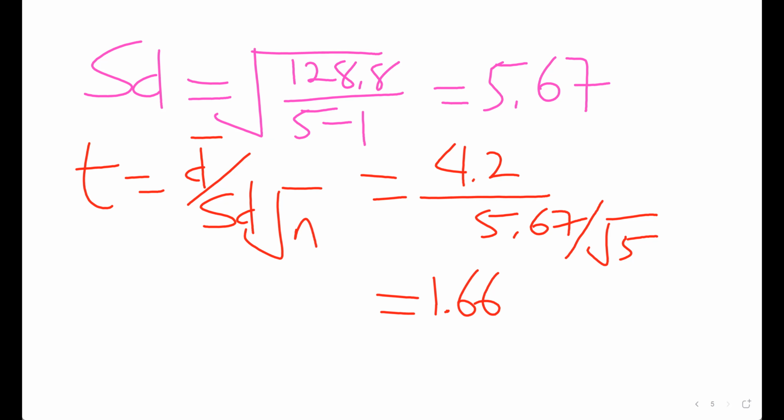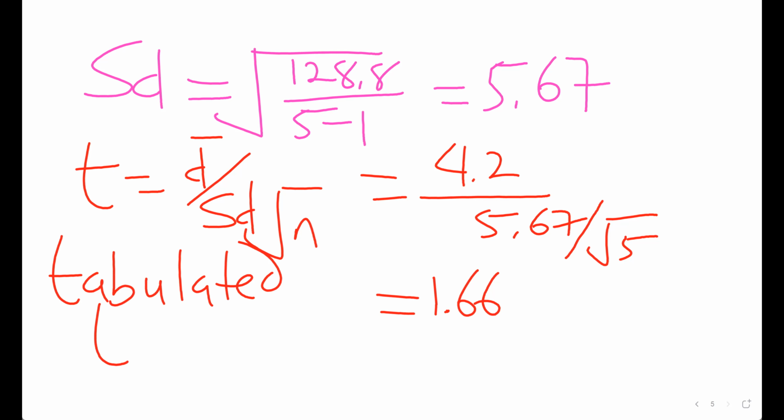The next step is to also find a critical value. The critical value is called the tabulated value. I'm moving slightly fast, the tabulated value. And this tabulated value is given by T subscript alpha comma n minus one. So that means you have to use the table. What is alpha? Please note this down. Whenever alpha is not given, like here, it is 5%.